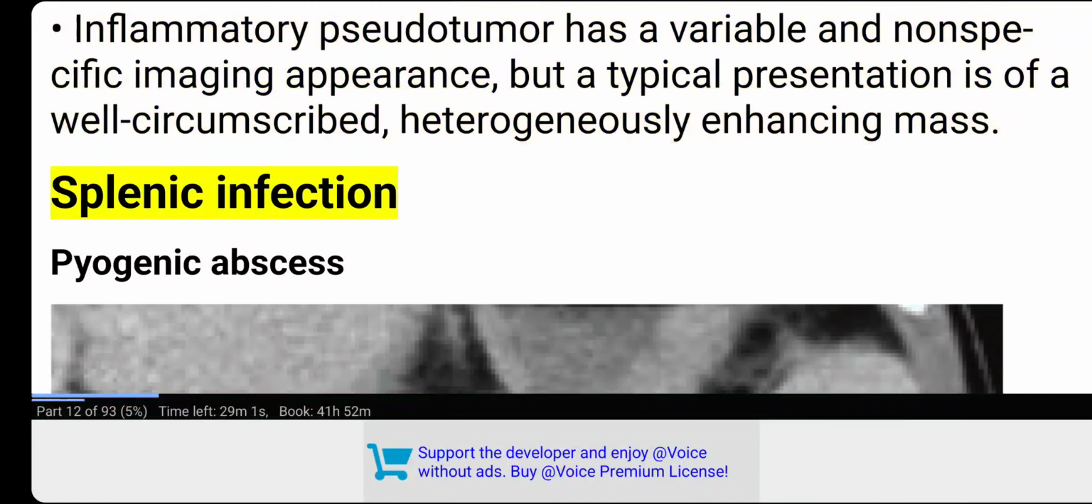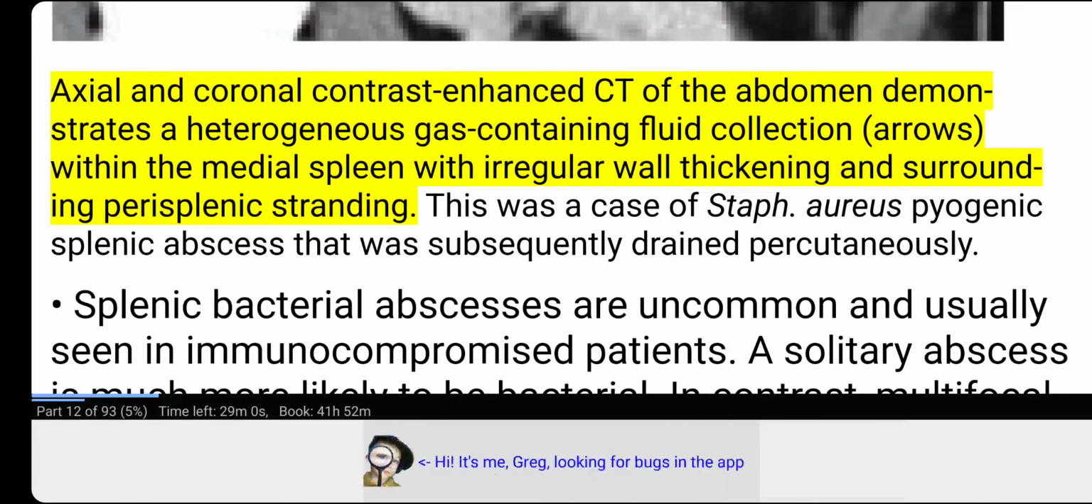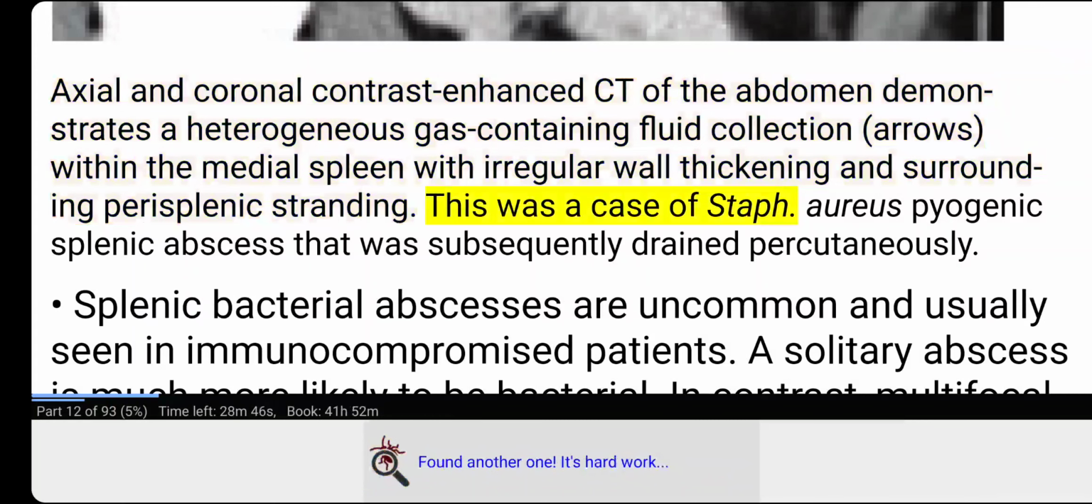Splenic infection. Pyogenic abscess. Axial and coronal contrast enhanced CT of the abdomen demonstrates a heterogeneous gas-containing fluid collection (arrows) within the medial spleen with irregular wall thickening and surrounding perisplenic stranding. This was a case of Staph aureus pyogenic splenic abscess that was subsequently drained percutaneously. Splenic bacterial abscesses are uncommon and usually seen in immunocompromised patients.